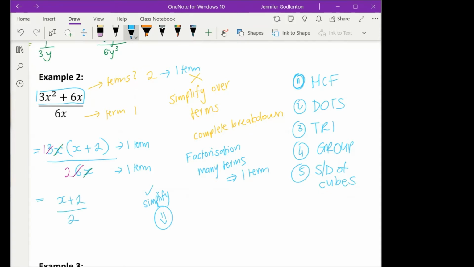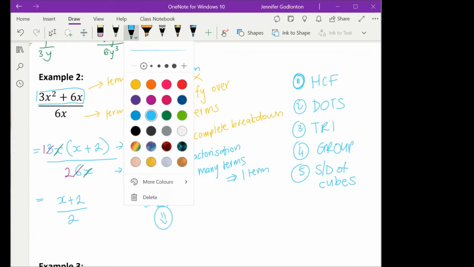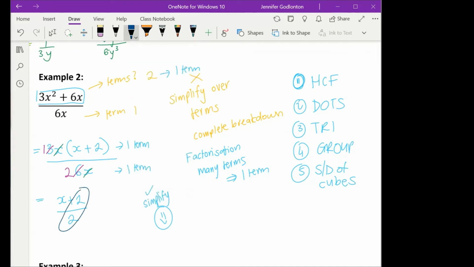Now my question to you is, am I allowed to simplify those two? Can I cross those two out from each other? Can I get rid of them? I'm seeing lots of no's. Can someone explain to me why no? Because it's a two term and you're not allowed to cross it. Yes, two terms. Good. I'm not allowed to simplify over terms. So my final answer is just x plus 2 over 2. That is where I stop.